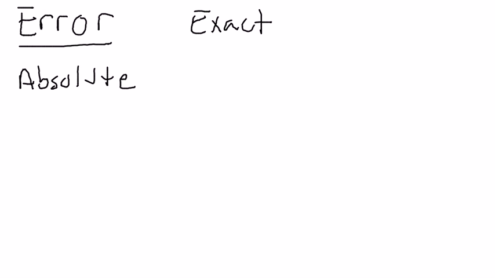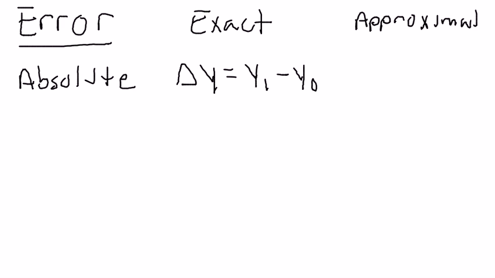So first of all, we deal with absolute error, and the exact value for the absolute error is delta y, which is y sub 1 minus y sub 0. The approximation of that is going to be dy, which remember is f prime of x times delta x.